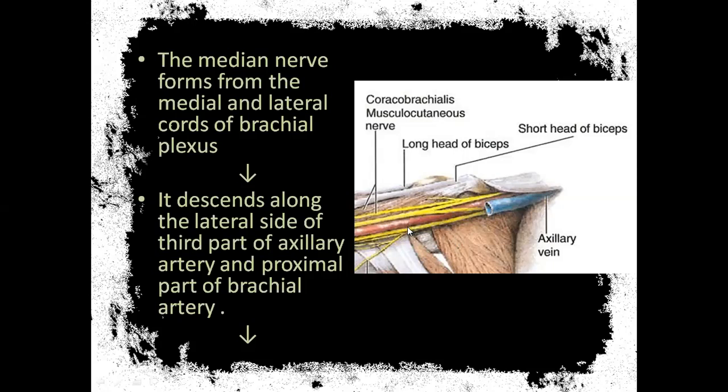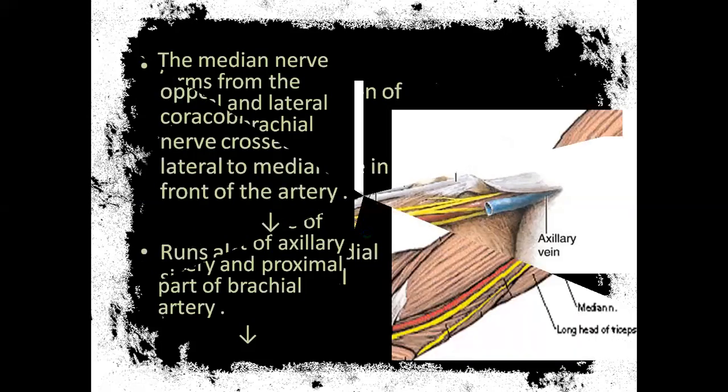Okay, beta. When you check the axilla, my two fingers are there, no? Suppose this middle finger is considered as which artery? Axillary artery. Above that you are finding the median nerve. So it is descending, but its course will change, if you remember from previous classes of the brachial artery. It descends along the lateral side of the third part of the axillary artery, and the proximal part of the brachial artery.